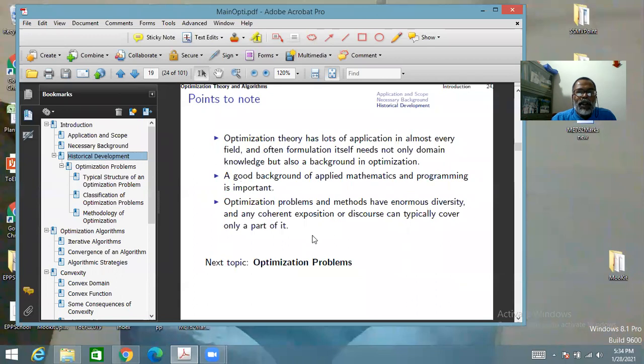So these are the important points to note. Lot of application in all fields of science and engineering, particularly hidden problems for which you have to have an understanding to begin with. And to master the subject, one needs a good background of applied mathematics and programming. And other than the mainstream optimization problems, there are many other problems around, this kind of problem, that kind of problem, that any exposition or discourse will cover only a part of it.